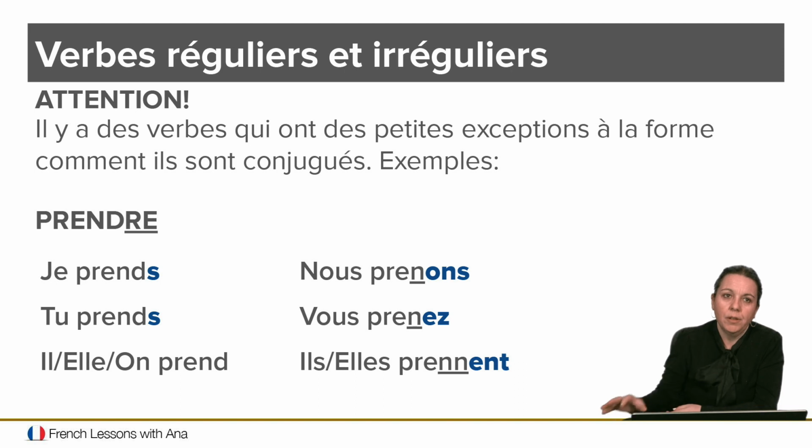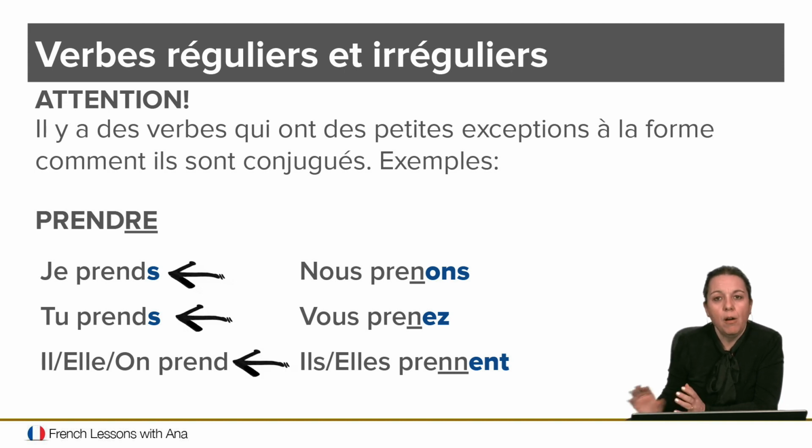So prendre, as we saw, is an RE verb. Now, the rule says, get rid of that ending and add S, S, nothing, ONS, EZ, ENT. And it's true to a certain extent because the endings are actually the same. What's not the same is le radical, this root here, that we are going to use. And this is what it looks like. So, the je and the tu, il, elle, on, they actually follow the rule. So it's regular for these three persons, right? So je prends, tu prends, il, elle, on prend, nothing.